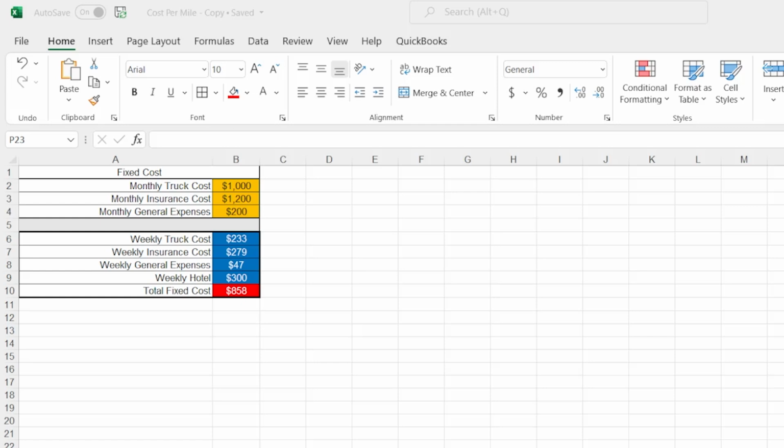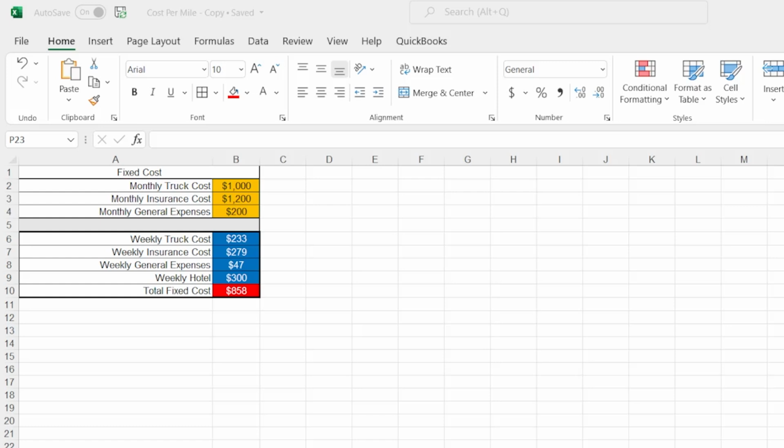Lastly, we have the weekly hotel. So if you're paying your driver, or even if you are driving your truck yourself, more than likely you're going to pay for a hotel. I have $300 there, and that is simply 5 nights times $60 per night for a total of $300.